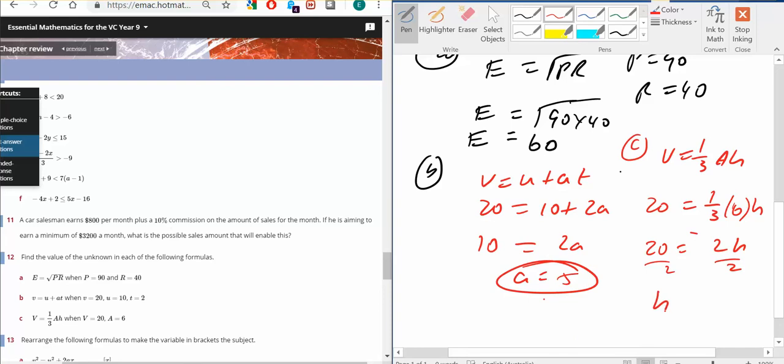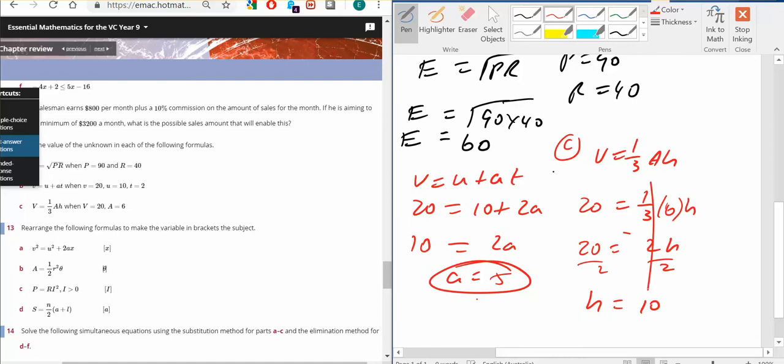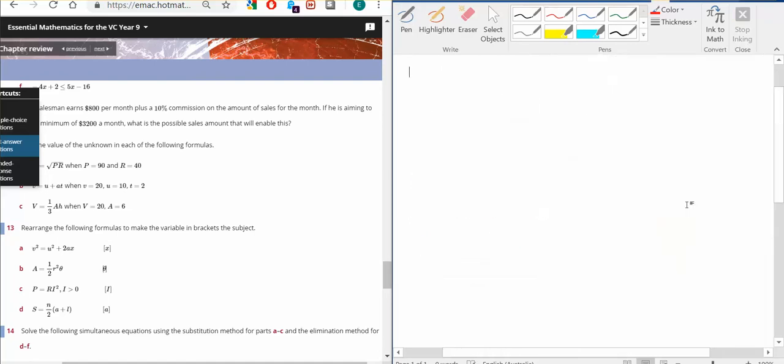And then we get H equals 10 divided by 2, which is 10. Okay. All right, finally, question 13. We want to rearrange the formula to make the bracket the subject. Okay, so these are good questions to practice. So let's go up again.